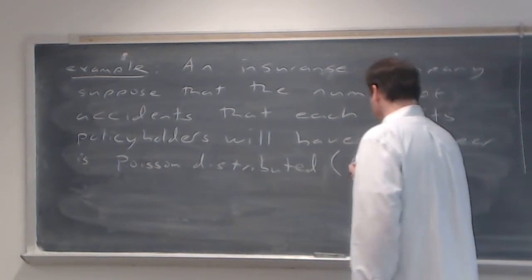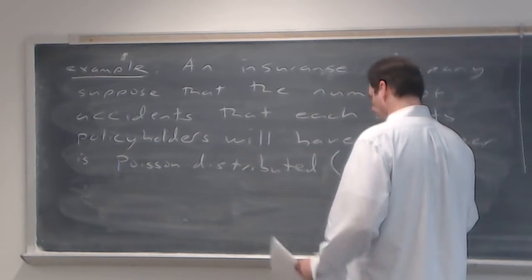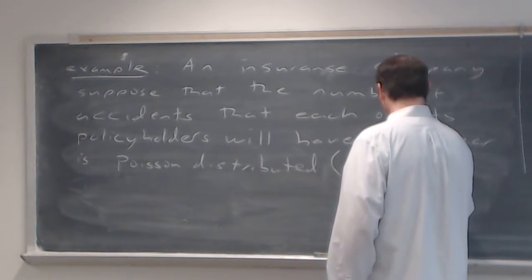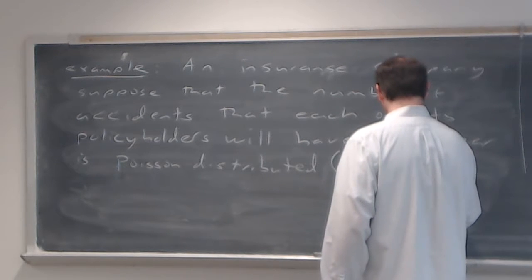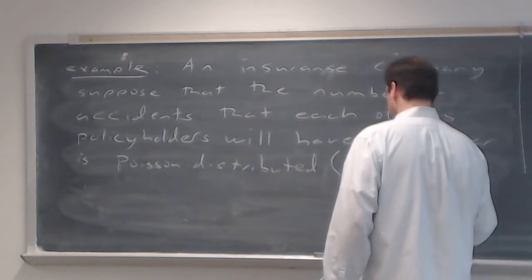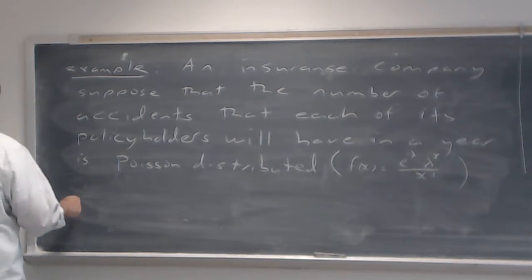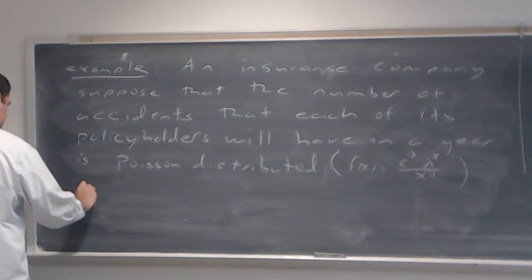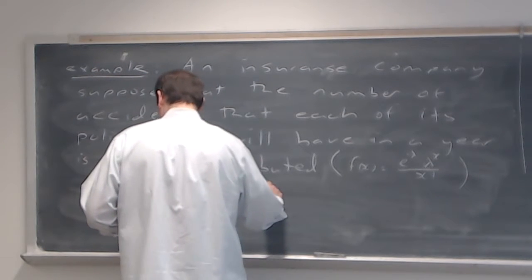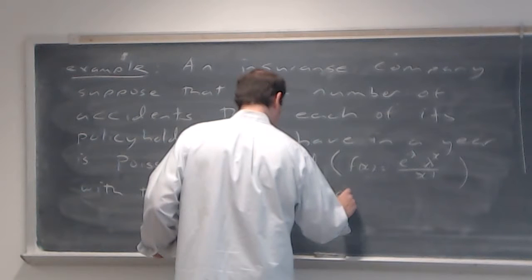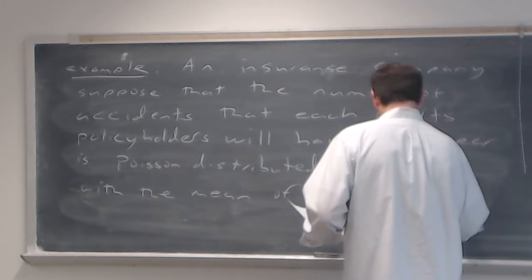Remember what that is. Poisson is a discrete random variable, and its f of x is equal to e to the minus lambda, lambda to the x over x factorial, and x runs from 0 to infinity, with the mean of the Poisson depending on the policyholder.